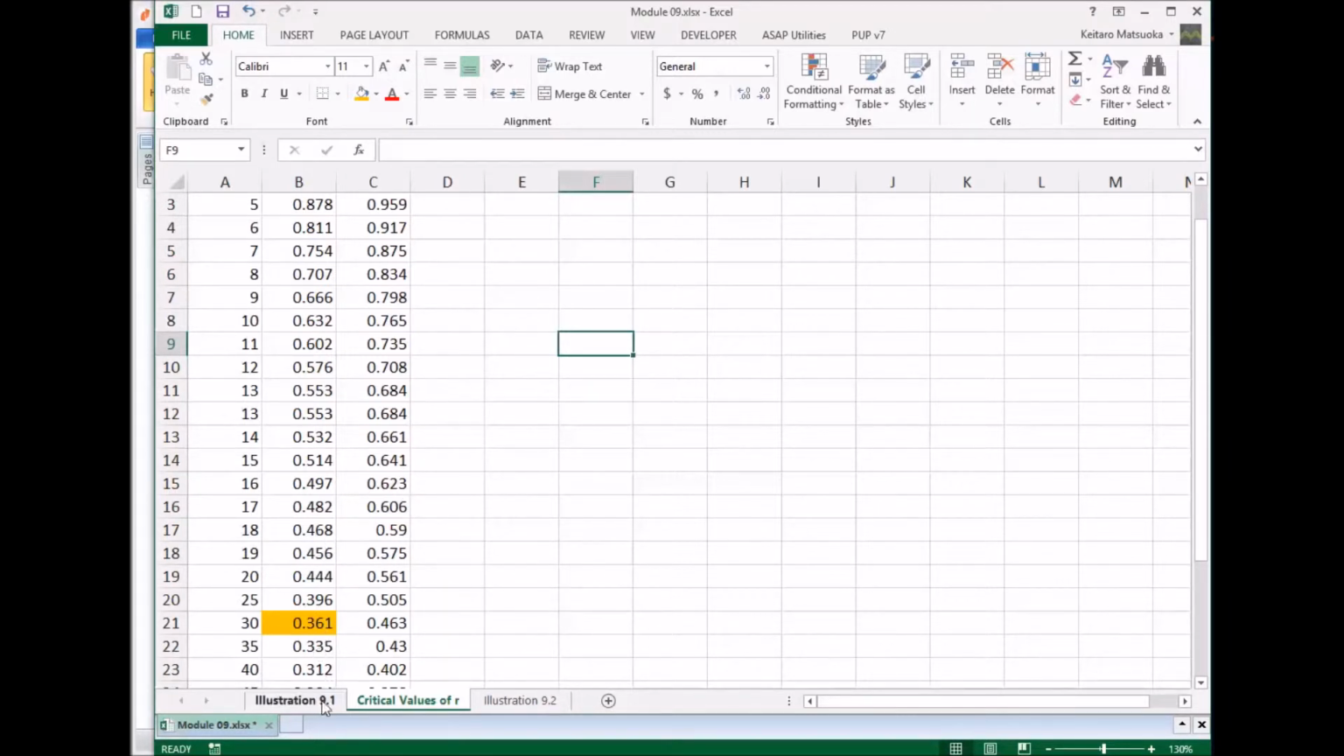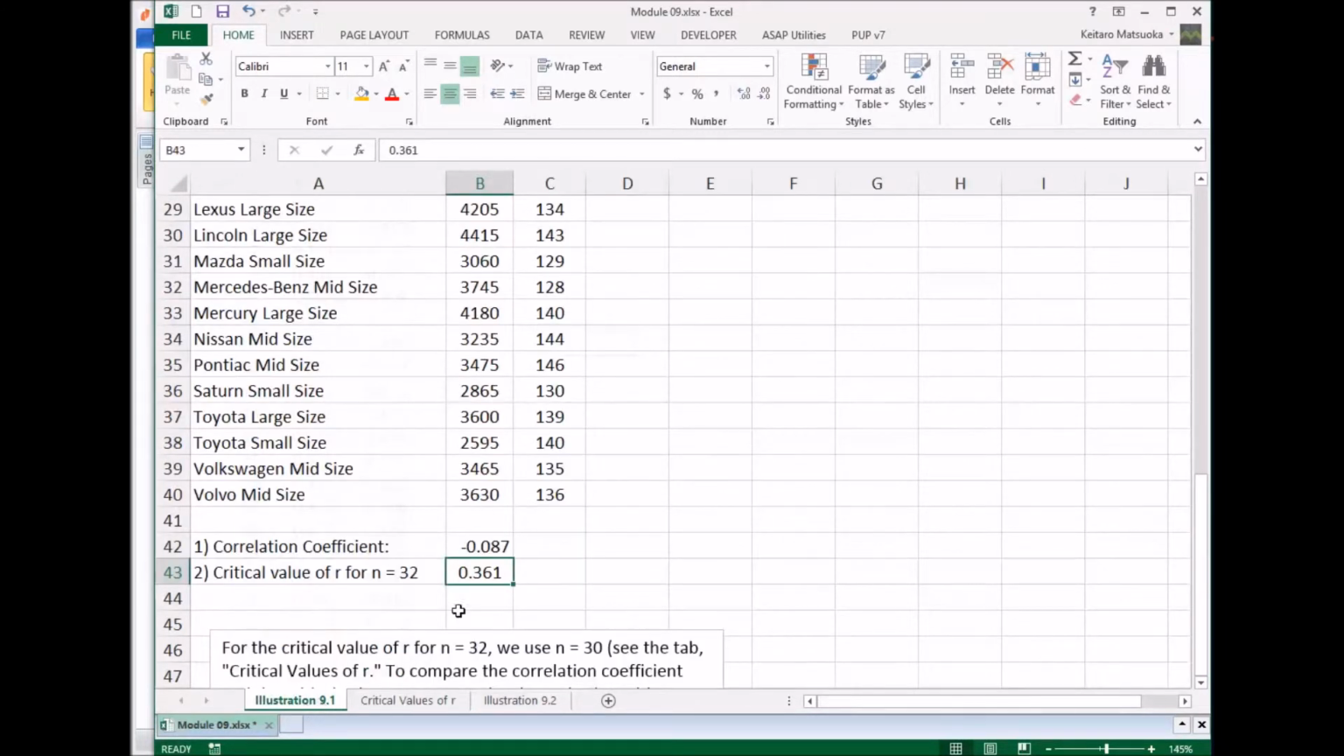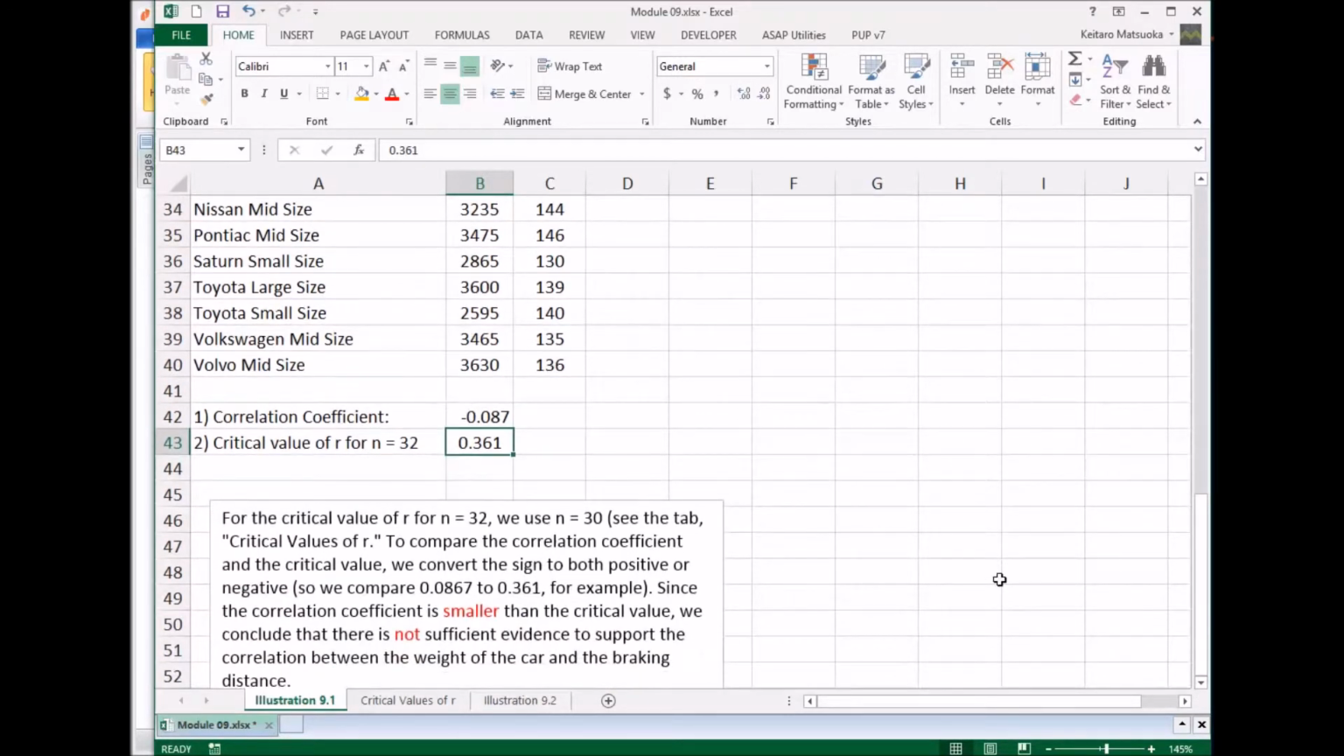So let's go back to this tab. The critical value for R when n is 32 is 0.361. We use the critical value for R when n is 30. This is how you do the comparison. We convert this negative correlation coefficient to a positive number for comparison purposes.